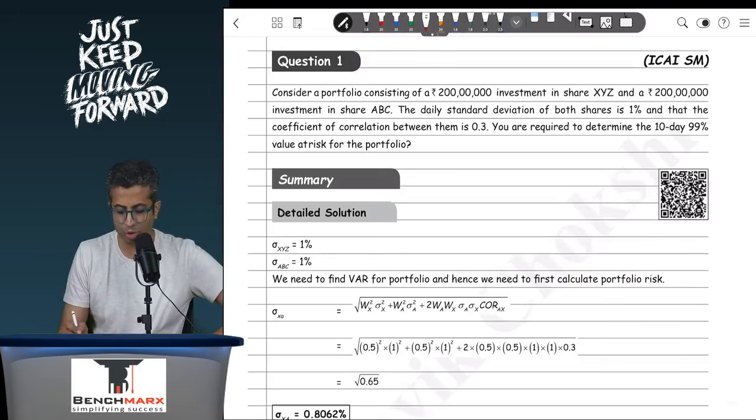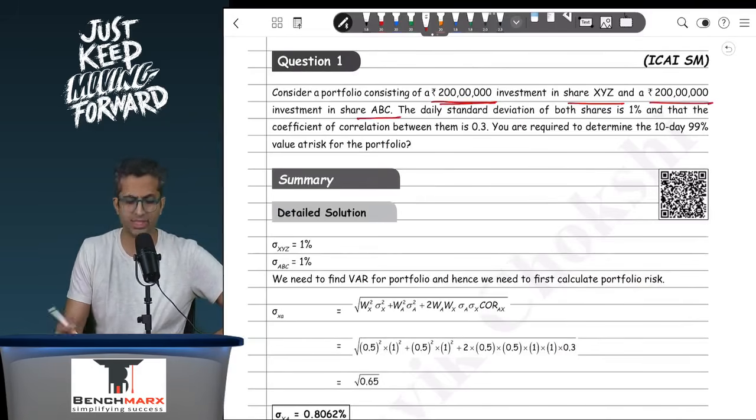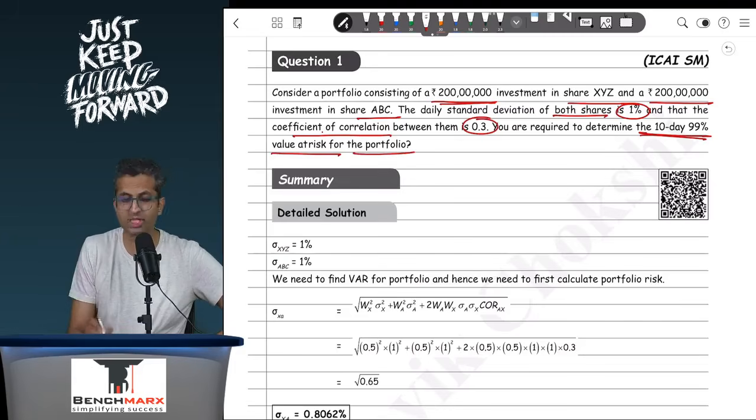Let us say we go to question number 1. Consider a portfolio consisting of 2 crores investment in shares of XYZ and 2 crores investment in shares of ABC. So that is 50-50 weight. The daily standard deviation of both the shares is 1% and the coefficient of correlation between them is 0.3. You are required to determine the 10-day 99% value at risk for the portfolio.